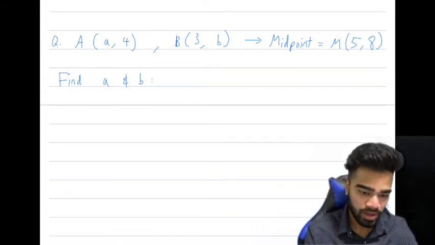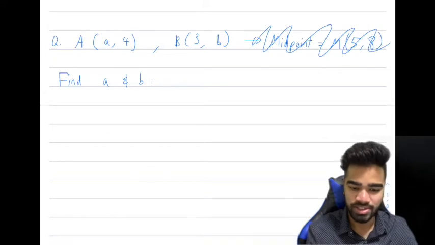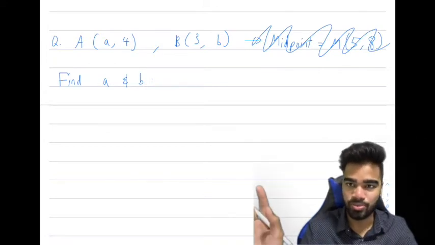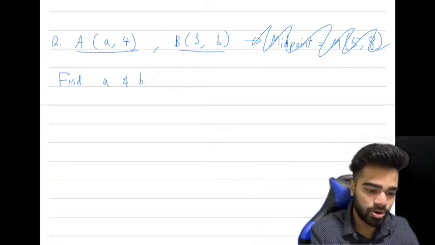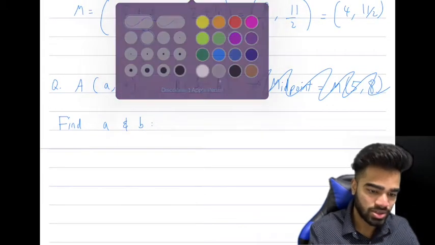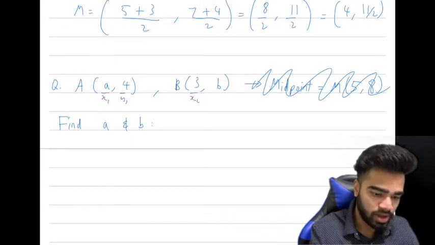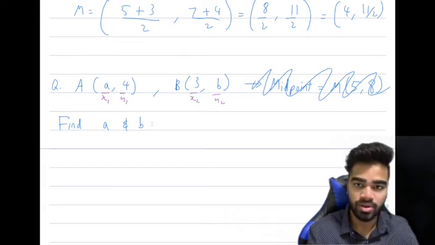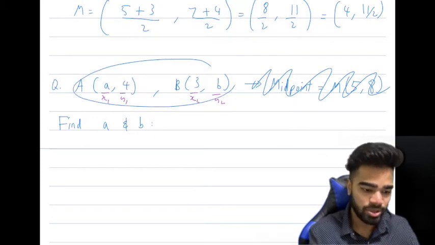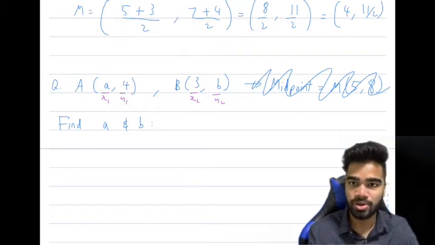So what I'm going to do is ignore this for a second. Let's say the midpoint we don't know. What would be the midpoint between these two coordinates? We can find it just using the formula. So using the formula, first I'm going to label. This is x1, y1, x2, y2. Now using the midpoint formula between these two coordinates, I'm going to find the midpoint.